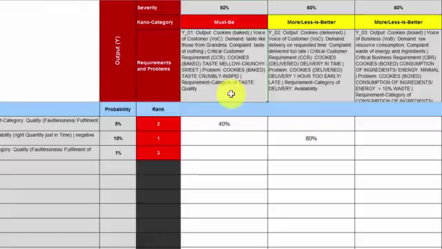Here you will find the problem y1, cookies baked taste crumbly insipid, a must-be requirement with a severity of 92%. The problem y2, cookies delivered 1 hour too early or too late, belongs to the more-or-less-is-better category and has a severity of 60%. The third problem, y3, cookies boxed consumption of energy and ingredients, also violates a more-or-less-is-better requirement and has a severity of 60%.